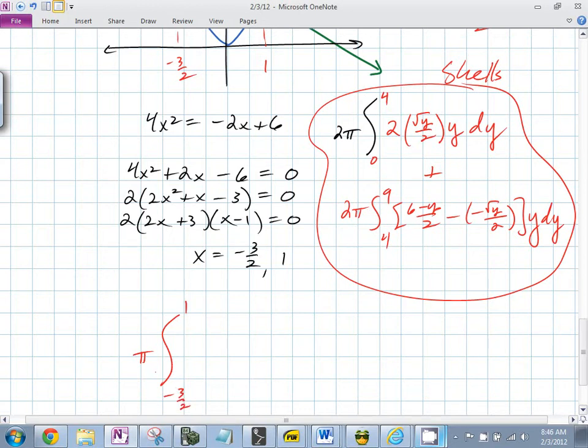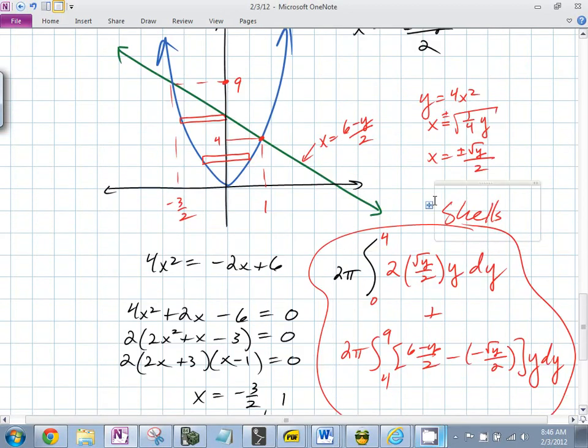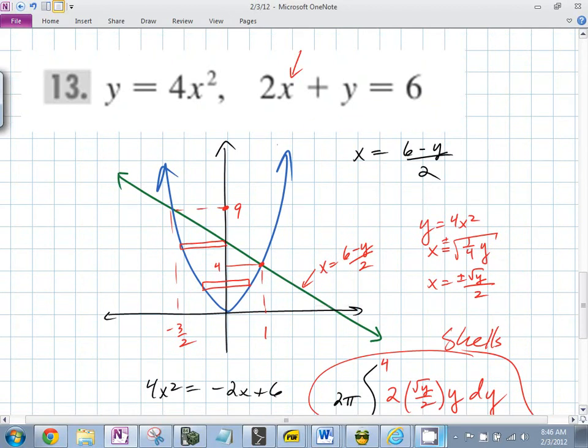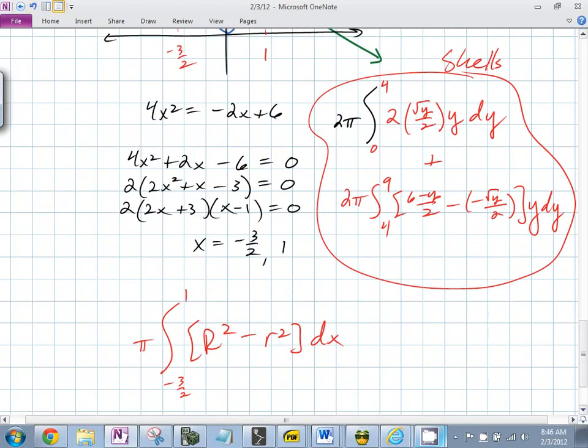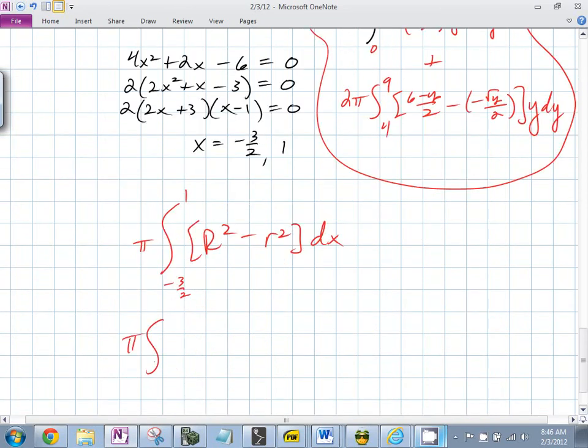What's the upper radius minus the little radius dx this time, right? Draw this in little tiny pieces. In this case, we already have the upper, but you need it in terms of x, right? So what does y equal? Y equals -2x plus 6. So what do you have here? Pi, -3 over 2 to 1 of negative what? Squared, right? Minus 4x squared dx.